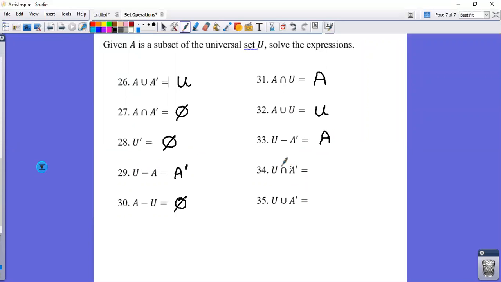If you intersect the universal set with any set, you get that set back. And if you union the universal set with any subset, you get the universal set. So that would just keep everything.